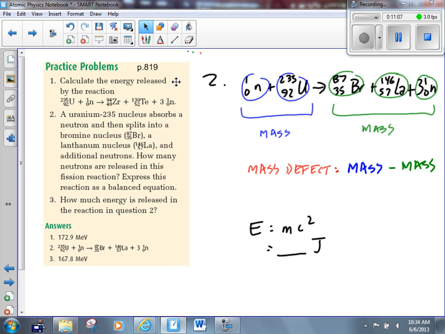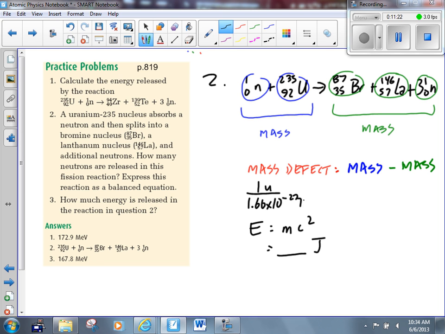Now, we may also have to convert the mass defect into kilograms from atomic mass units, as we do in this case. To do that, remember, we're going to say 1 atomic mass unit equals 1.66 times 10 to the minus 27 kilograms, equals X atomic mass units, equals whatever my mass defect was in atomic mass units over X. Take that value for mass defect in kilograms, plug it in there, and then we should get our answer in joules.